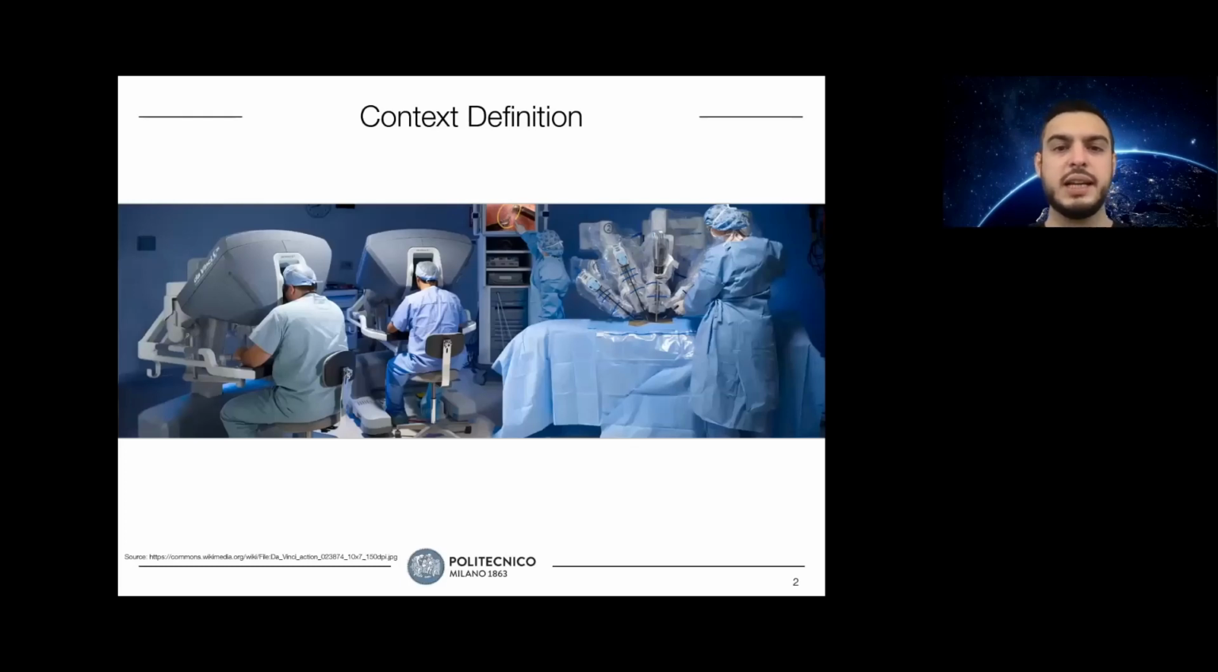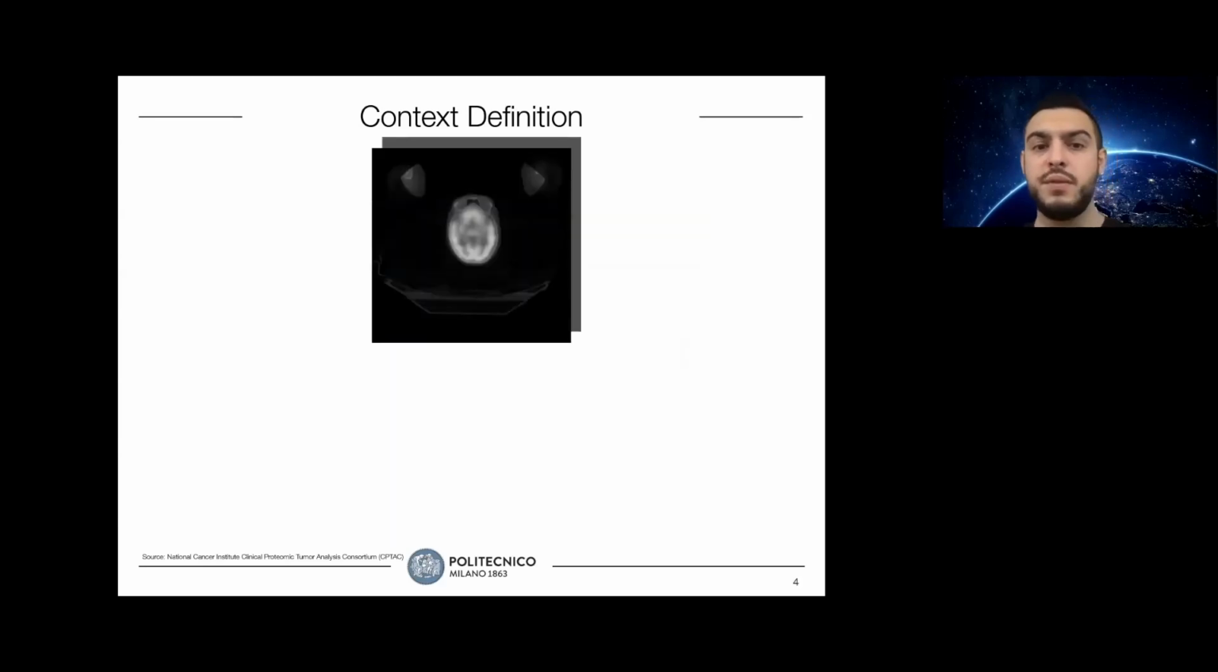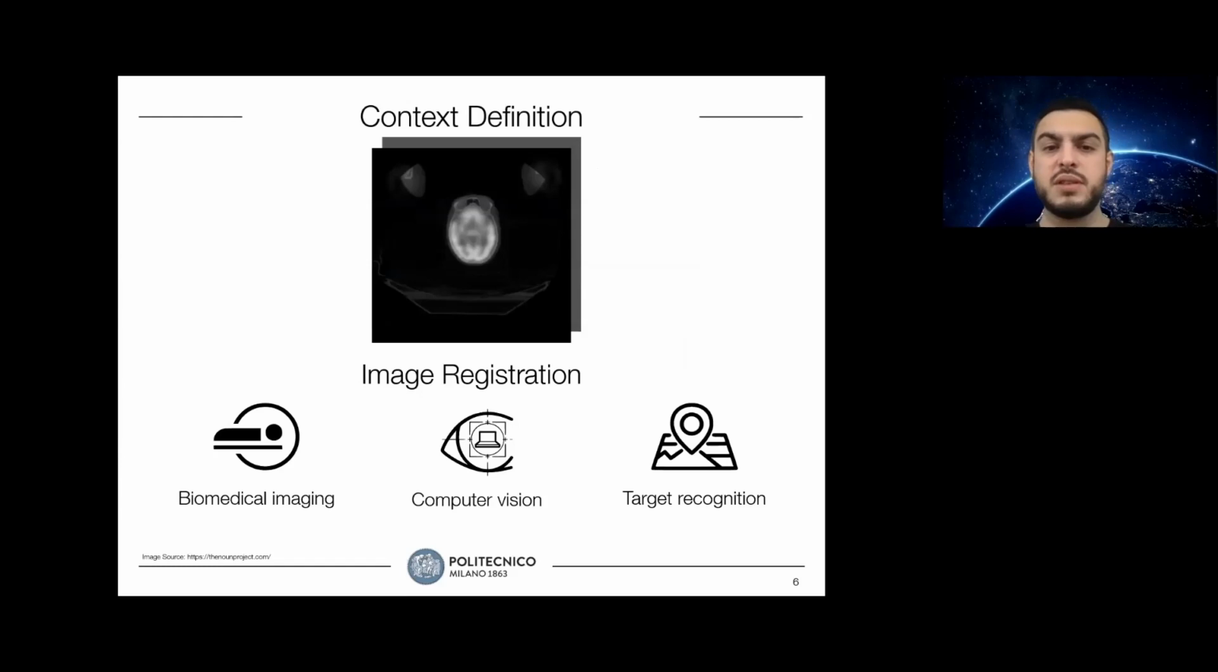Imagine that a physician has a surgery through the aid of a robot, or more in general, a machine, and it needs to compare pre-operatory images with the current ones. More specifically, these images could present different resolutions and misalignments that the physician would expect to be resolved and realigned. And this realignment process is called image registration. It is a widely spread pre-processing mechanism that is not only for biomedical imaging, but also for computer vision and target recognition.